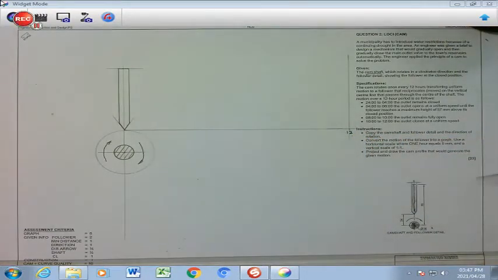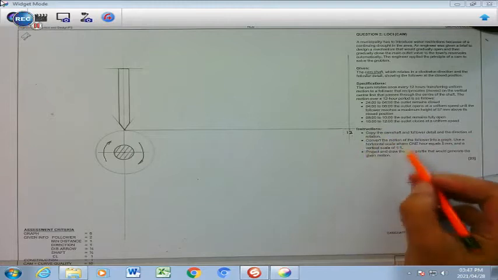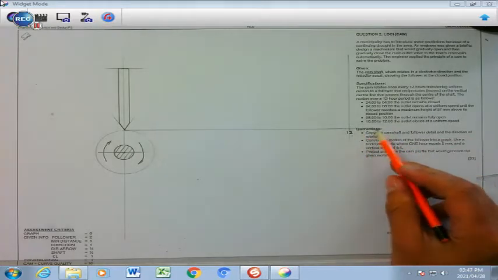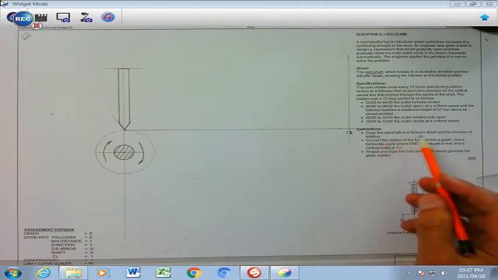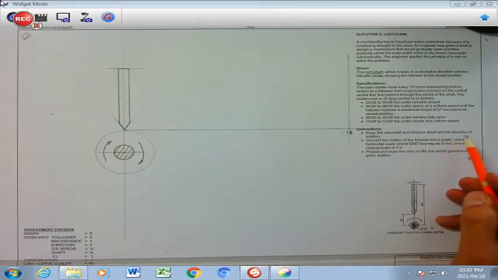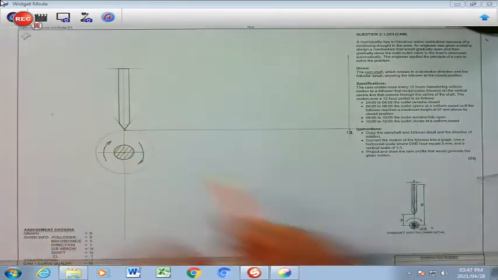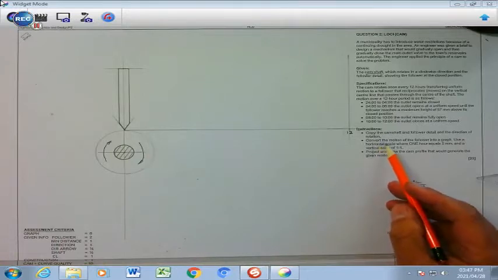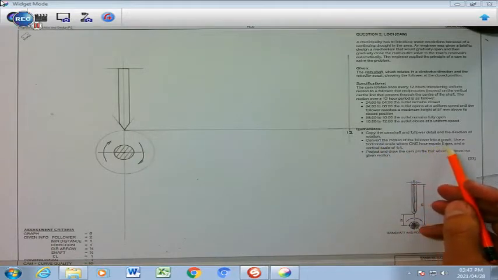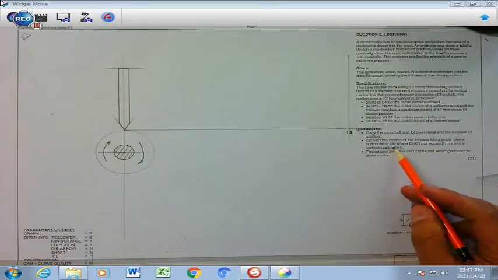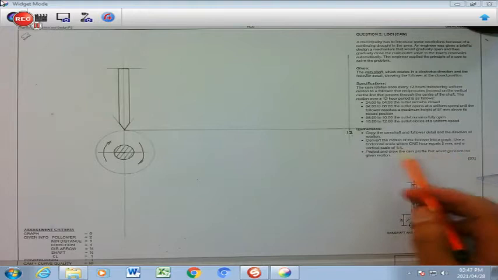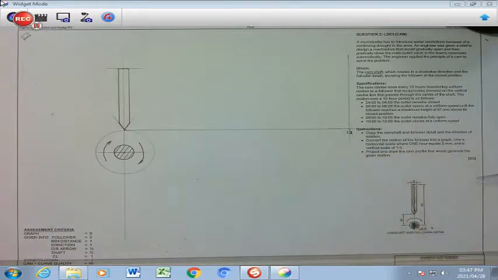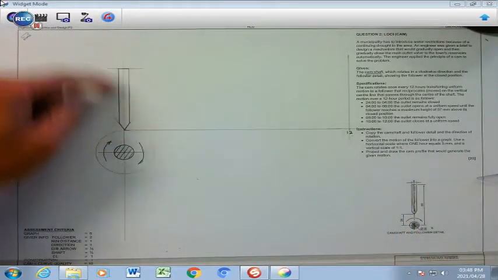Okay, now we have to look at our cam displacement diagram information right here at the bottom where it states instructions. Let's read what it says. You need to copy the cam shaft and copy the cam follower detail and the direction of the rotation, which we've done already. We have to convert the motion of the follower into a graph, and you need to use a horizontal scale where 1 hour equals 5 millimeters and the vertical scale of 1:1. The vertical scale will always remain 1:1.